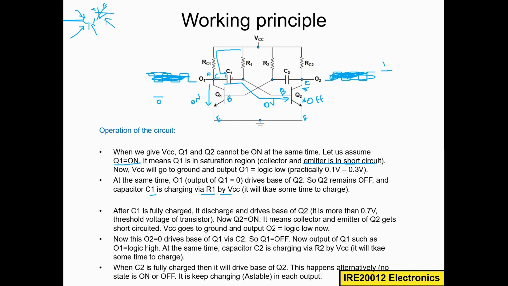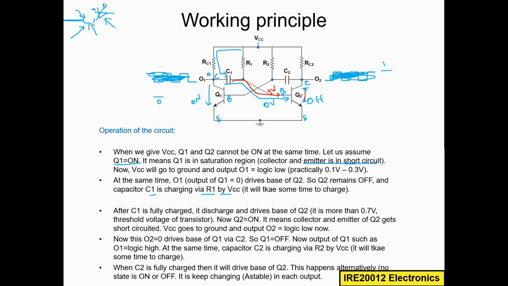So after it charged fully, this voltage will start to drive the base of Q2. So this one is already high voltage. Now this is not 0 volt anymore. So maybe this is 1 volt, for example, let us say. So this 1 volt is driving, this is more than the threshold value. So then what will happen? You are giving more voltage to this base. So then instead of open circuit, this will be on. This Q2 will be on, then this will be short circuited.